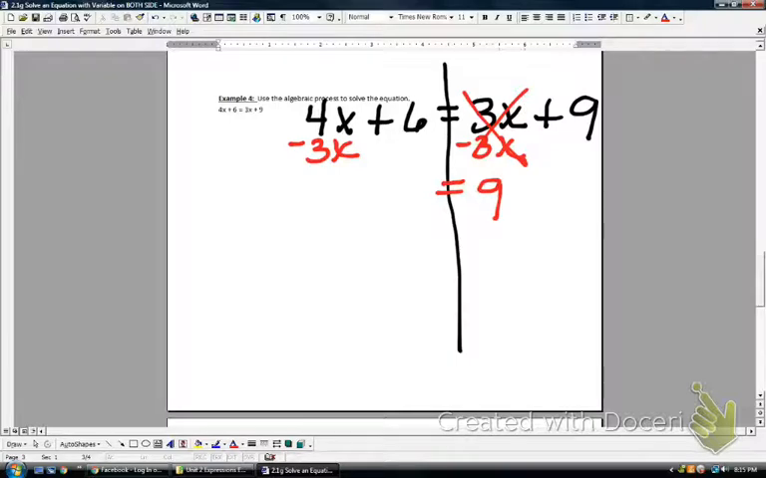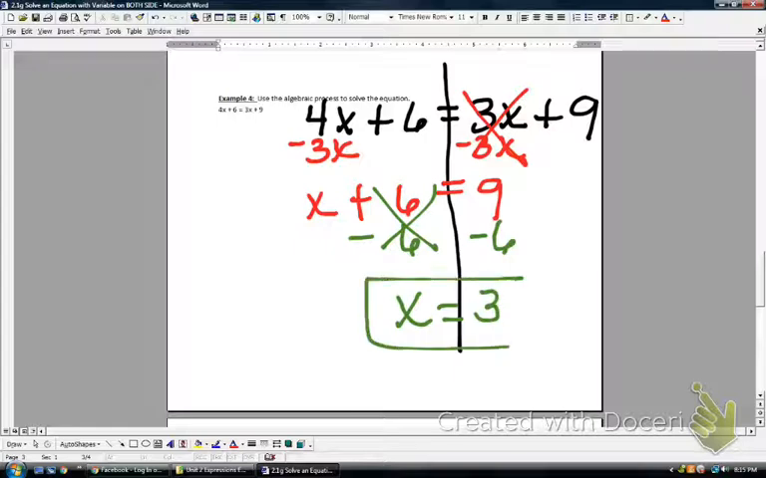4x minus 3x is 1x, or just x. So I have x plus 6 equals 9. Then to get the x by itself, I have to undo that plus 6 with a minus 6. What I do to the left-hand side, I do to the right-hand side. I'm left with x equals 3. Okay, let's look at example 5.